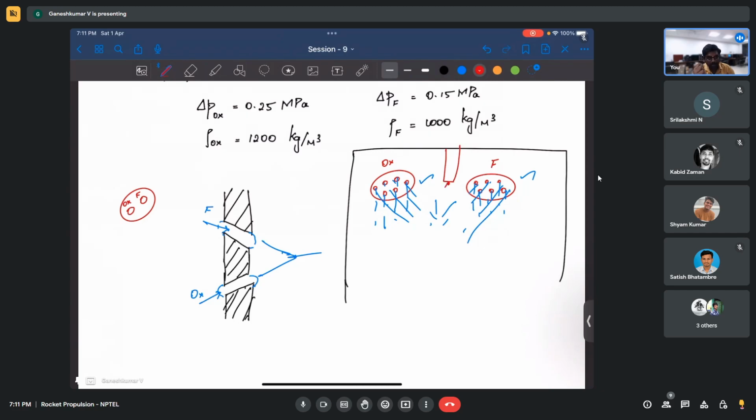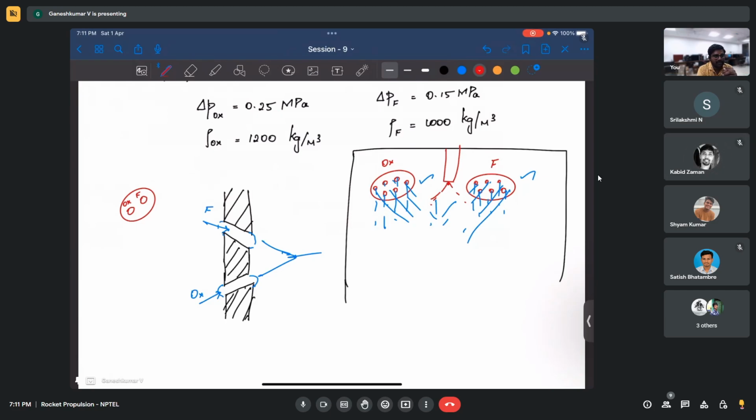So what is the major role of the igniter? It has to raise the temperature of fuel and oxidizer to a certain temperature such that it reacts, right? That is the main role of the igniter. So you can keep an igniter where this fuel and oxidizer will reach that point, and then you can give a spark or something. It starts burning.